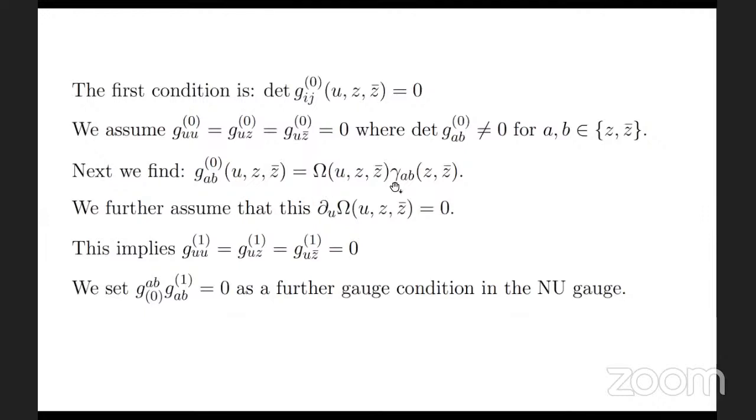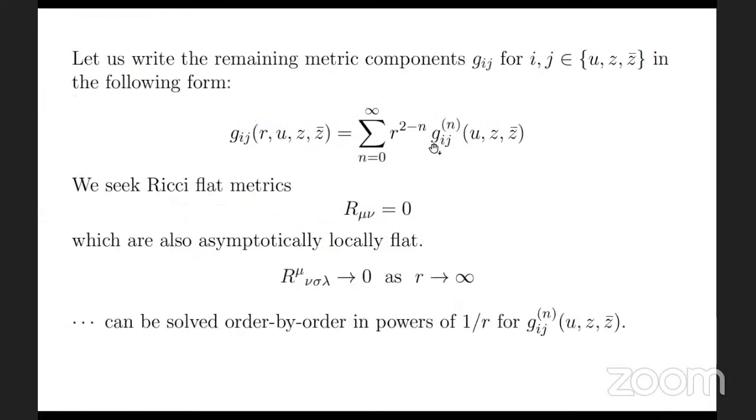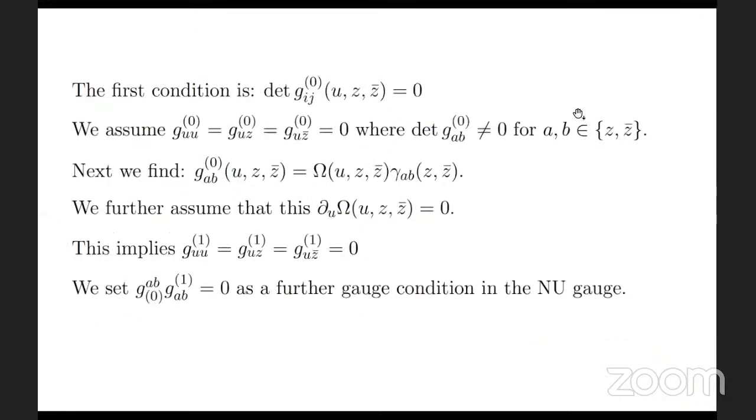Okay, and I'm going to again assume, this is an assumption, that this omega is actually U independent. This then implies that G1 components along anything which has a U leg in it also vanish. So again, G1 also reduces to just G1AB instead of G1ij, where AB run over coordinates Z and Z bar.